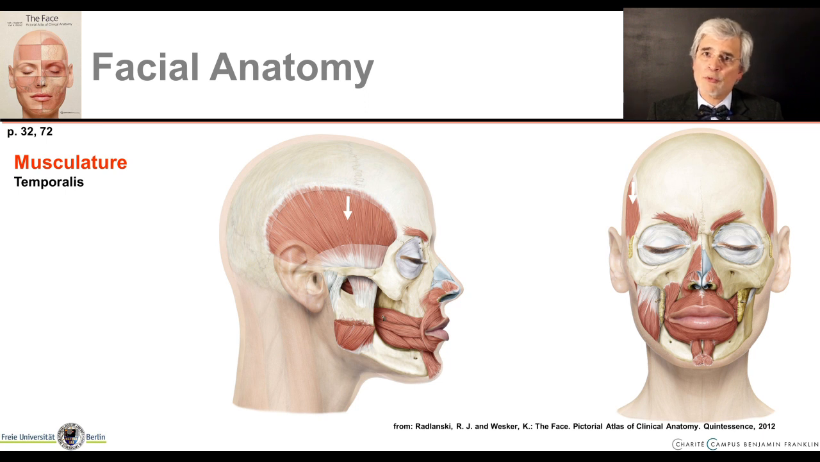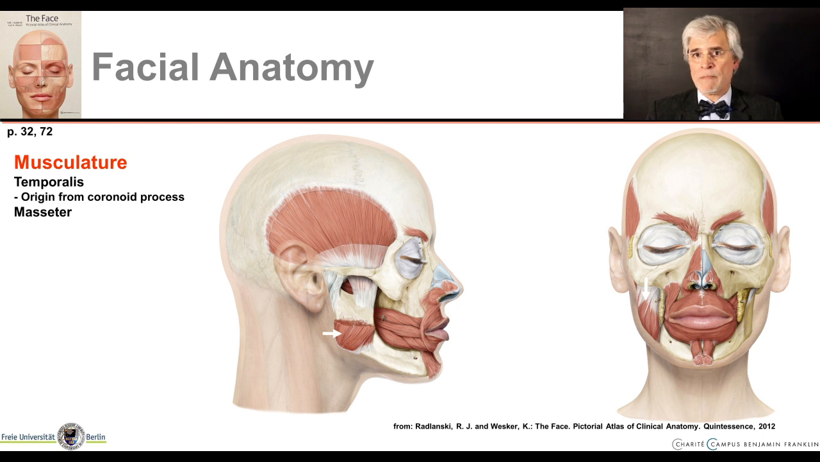Now here the temporalis muscle is exposed, and because the masseter muscle has been partially removed, we can now finally see how the temporalis muscle attaches to the coronoid process. In doing so, it passes under the zygomatic arch, and here you can easily recognize this situation. This is the rest of the masseter muscle that we have left standing.